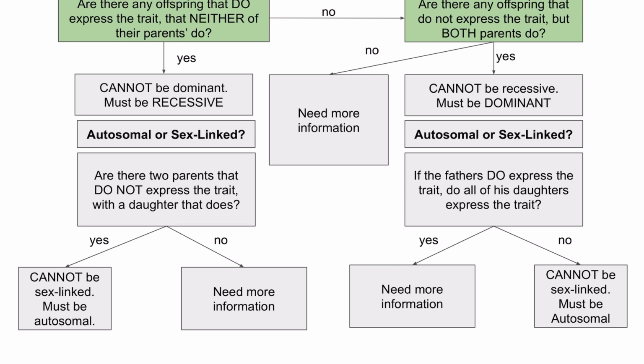If that's the case, then it can't be dominant, because that trait had to come from the parents. And if neither of the parents express it, then it can't be dominant. That means that it has to be recessive.